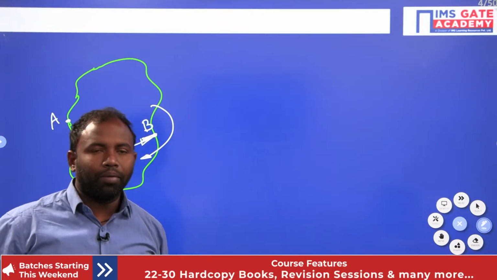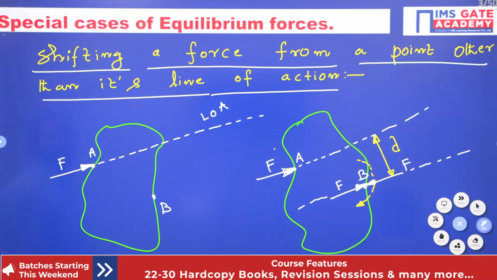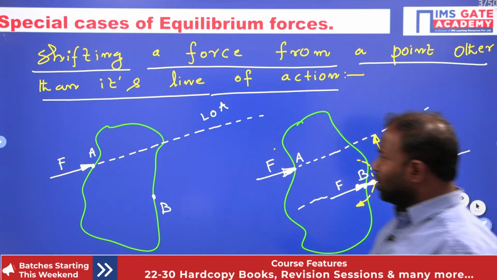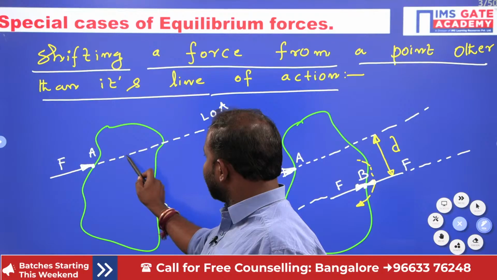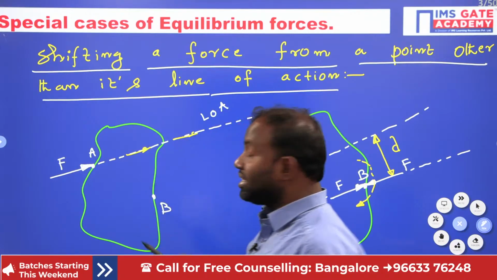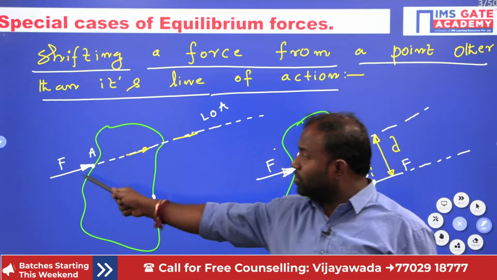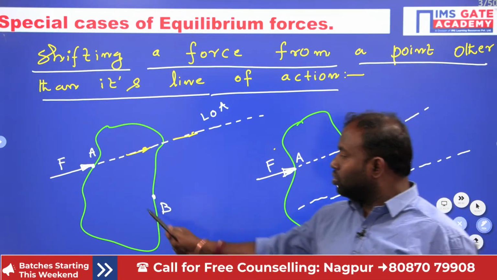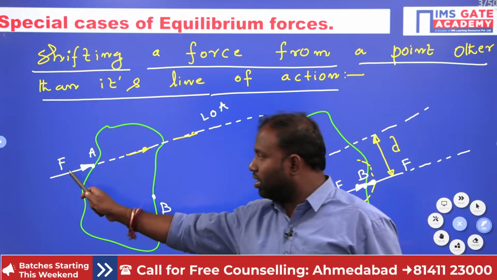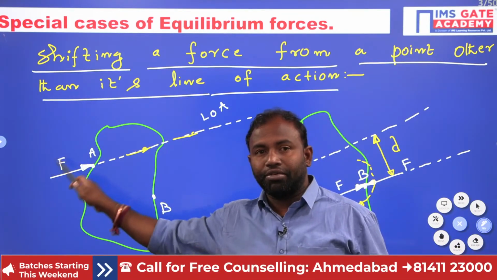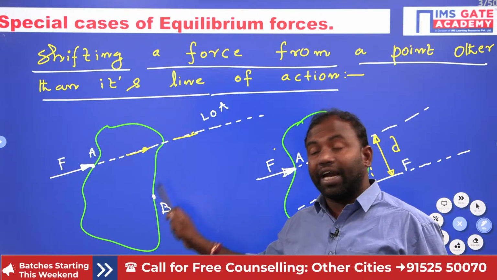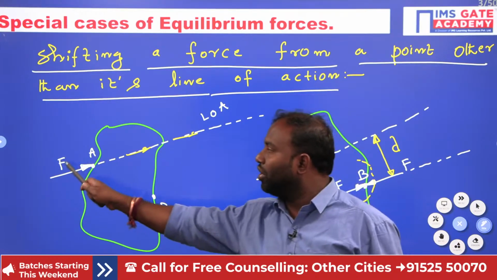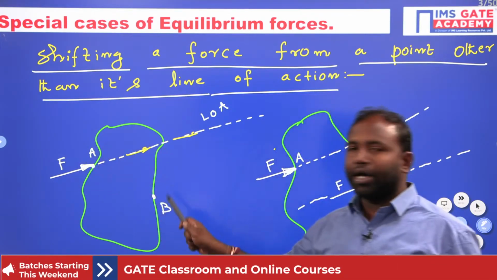Okay, I hope everybody understands how to shift a force to a point other than its line of action. As we know already, we can use this force anywhere along its line of action. But what I'm trying to tell you is that this force has to be shifted off its line of action. For that, we use two forces of the same magnitude as F, opposite in direction, and replace them with a couple, so that your force will be shifted from point A to point B.